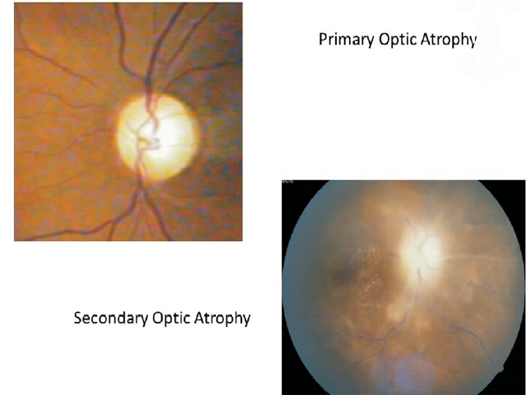A primary optic atrophy has well-defined discs and clear vessels. Secondary has ill-defined discs and sheathed vessels; a dirty-looking disc is basically a secondary optic atrophy. So these are important to differentiate, and we'll come to them while discussing the disc edema talk. It's important to know which of these it is, because you get a good indicator of what could have caused the atrophy. There are different differential diagnoses for both of these.